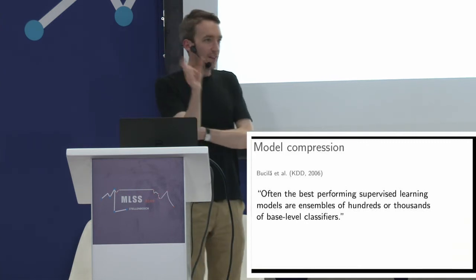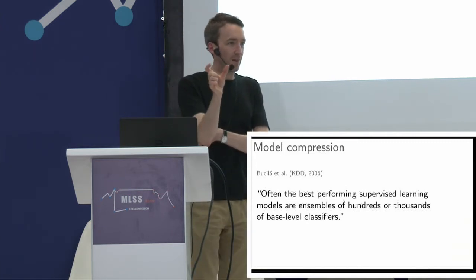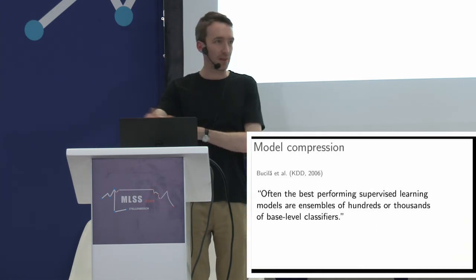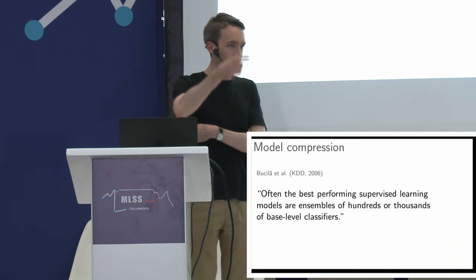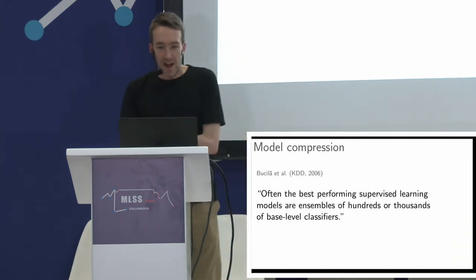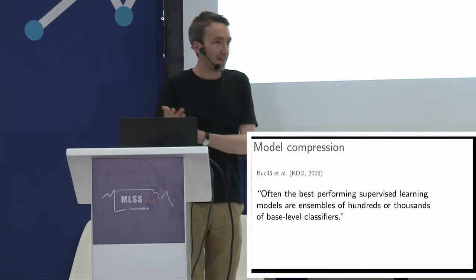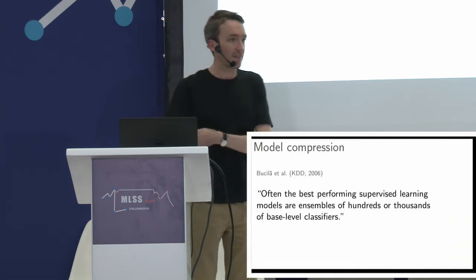And you might ask, why didn't you just fit that small neural network in the first place? Why didn't you just throw your data at that, rather than doing this weird thing of creating an ensemble of hundreds of things and then distilling it? And the most compelling answer is, well, empirically, this works better. That's not a satisfying answer, but it's the real answer.